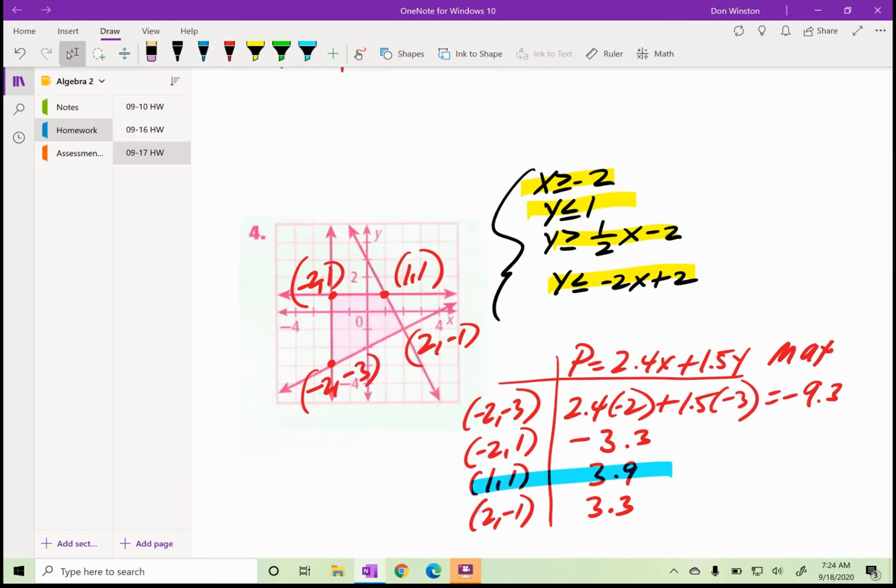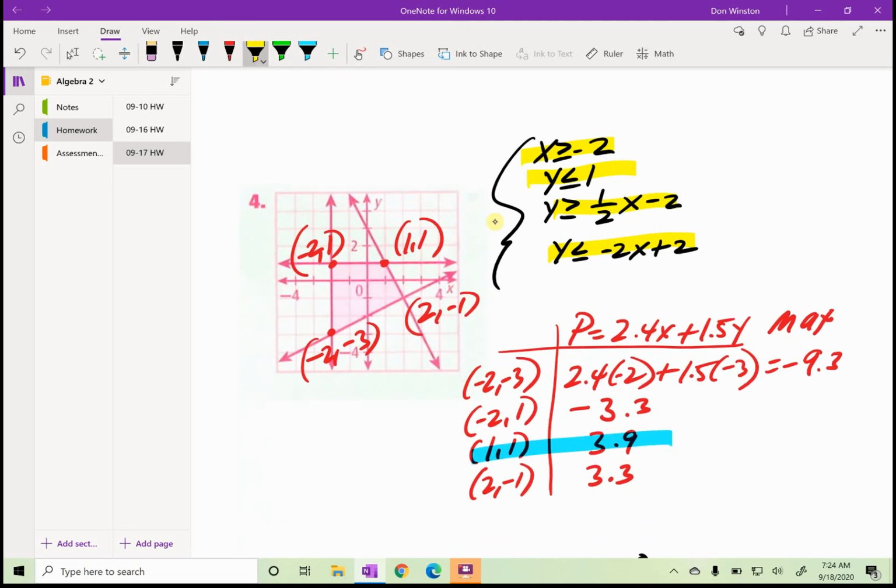And then there they wanted you to maximize the objective function. And so again, you substitute in the corner points into the objective function, and the value you get is 3.9.